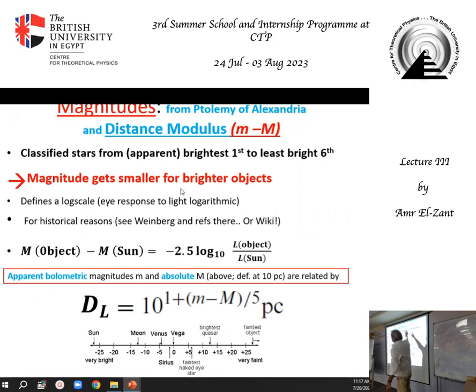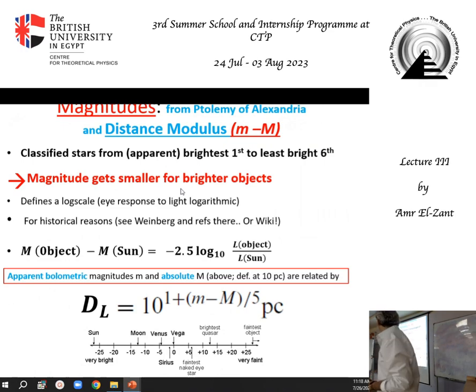And it defines a log scale because the eye sees on a log scale: 1, 10, 100, 1,000, a million, and so on, not 1, 2, 3. So the eye sees on a log scale. That's why we use a log scale also. And in modern times, it's defined like that.